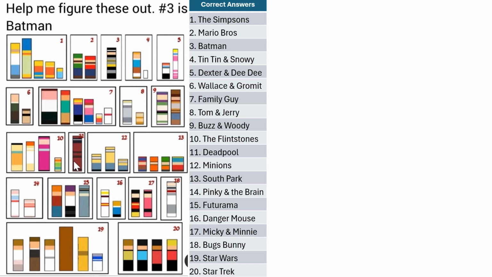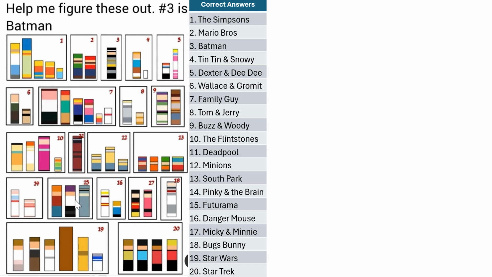Number 11 is the next one that's maybe a little bit questionable, mainly just because of the colouring. Depending on what you're looking at this on, this looks not quite red enough for Deadpool, in my mind. But we've got Deadpool, that's the next one that, just even for humans, is probably a bit tricky. We've got Minions, we've got South Park. Pinky and the Brain's maybe a bit of an obscure one, so that was probably a bit tricky.